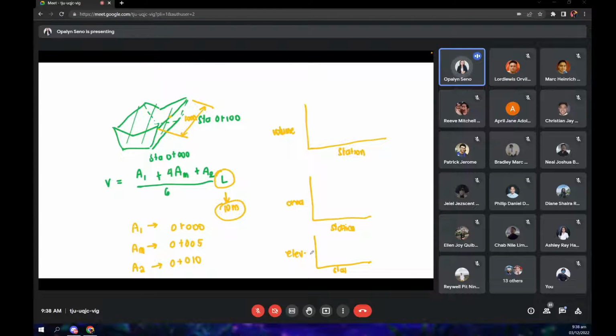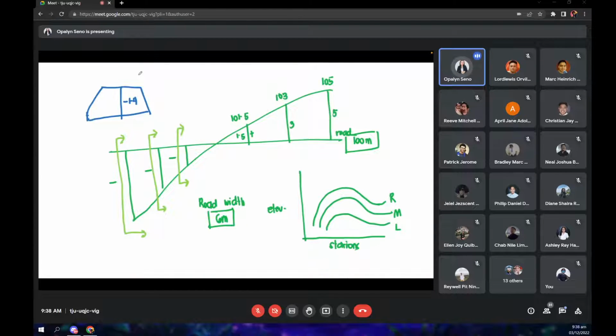Okay? So, that's for the mass diagram. Kuhaon lang ninyo ang volume sa first. So, this is what we will be doing sa mass diagram. Okay, from the side view of our road, this is the volume inyong nakuha, di ba?